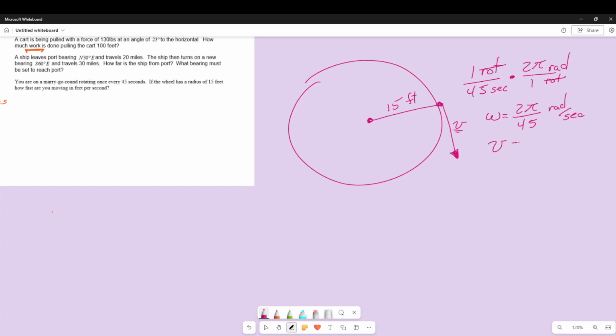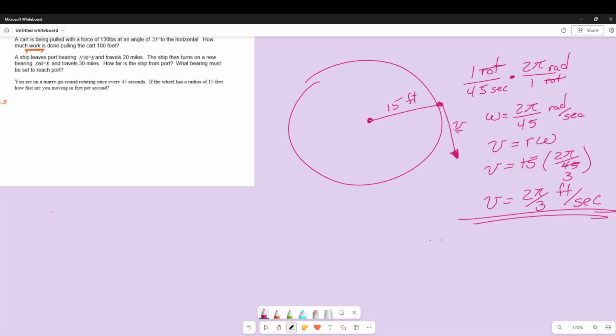And we remember that our linear speed, v, is radius times angular speed, or v equals r omega. So we can calculate that linear speed by taking the 15 feet and multiplying by the 2 pi over 45 radians per second. That will reduce nicely, and we get a linear velocity of 2 pi over 3 feet per second. So that's about 2 feet per second, which is nice and slow. And it's a merry-go-round. Merry-go-rounds are supposed to be nice and slow.